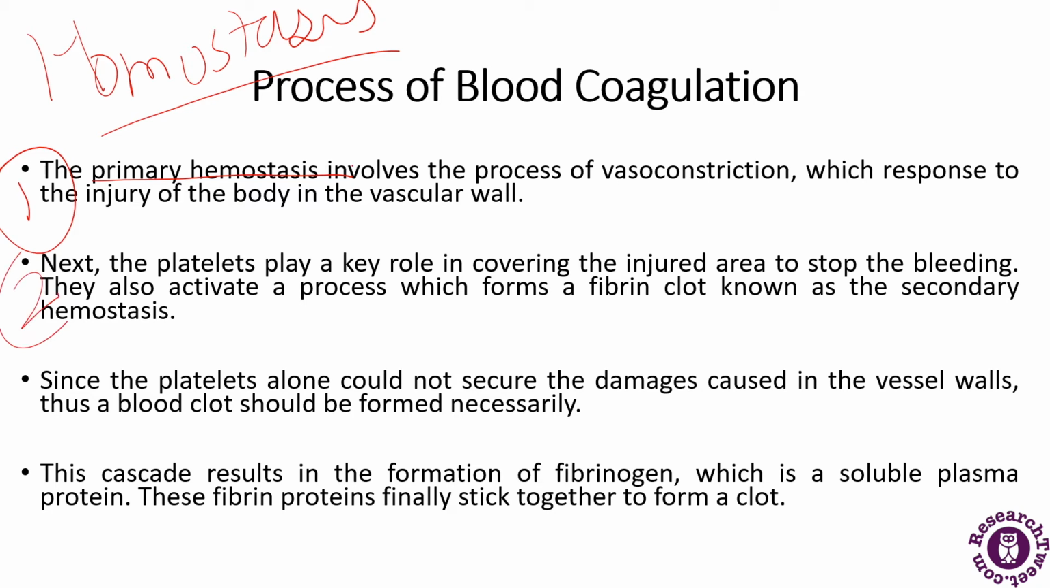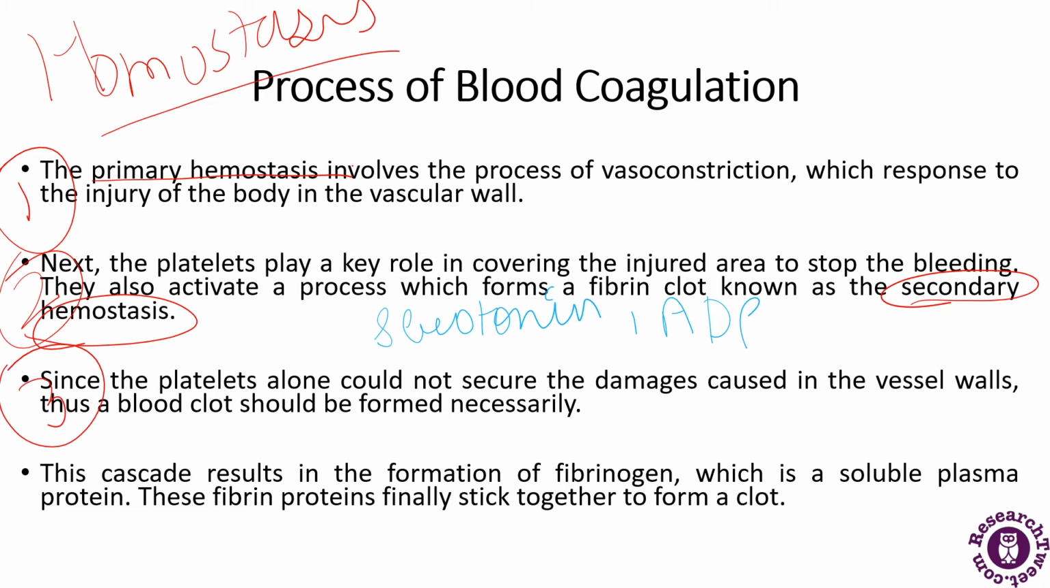The second is the platelets, which play a key role in covering the injured area to stop the bleeding. They also activate a process which forms fibrin, which forms a clot, also called the secondary hemostasis. This leads to the release of stored granular contents, which contain serotonin, ADP, and thrombopoietin, resulting in further activation of platelets in the blood plasma. So this was about the second step.